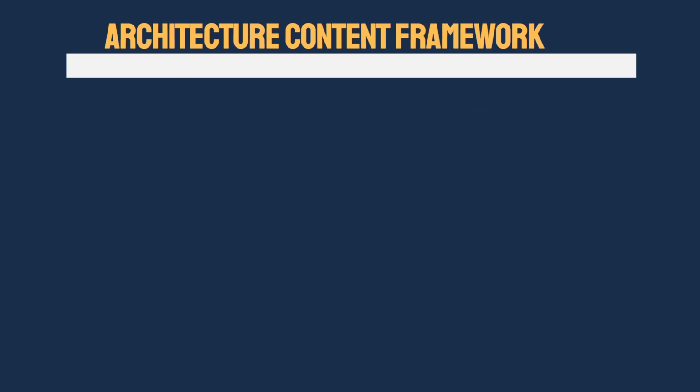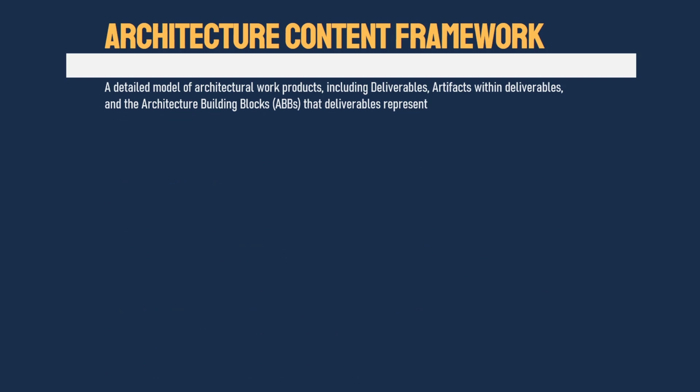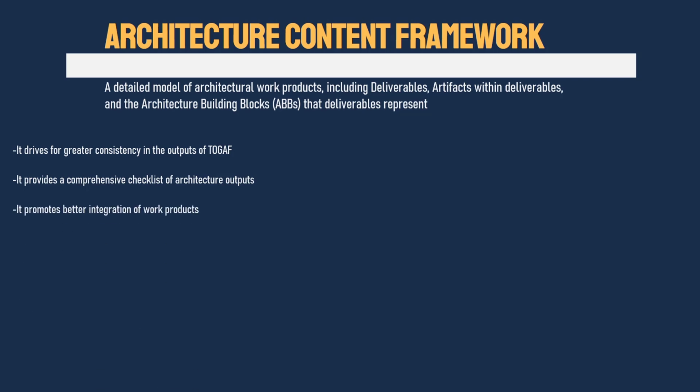A detailed model of architecture work products, including deliverables, artifacts within deliverables, and the architecture building blocks that deliverables represent. It drives greater consistency in the outputs of TOGAF. It provides a comprehensive checklist of architecture outputs. It promotes better integration of work products. It provides a detailed open standard for how architectures should be described. It includes a detailed meta model.